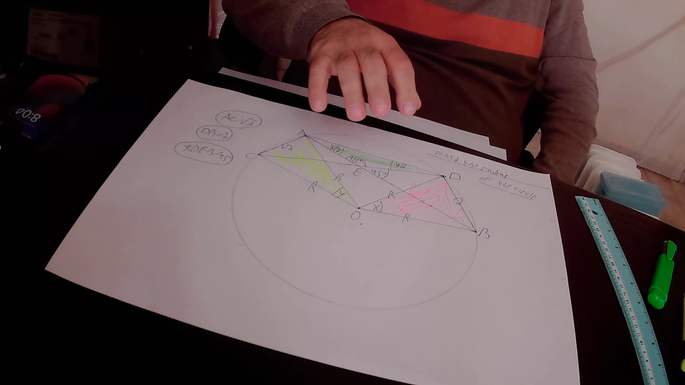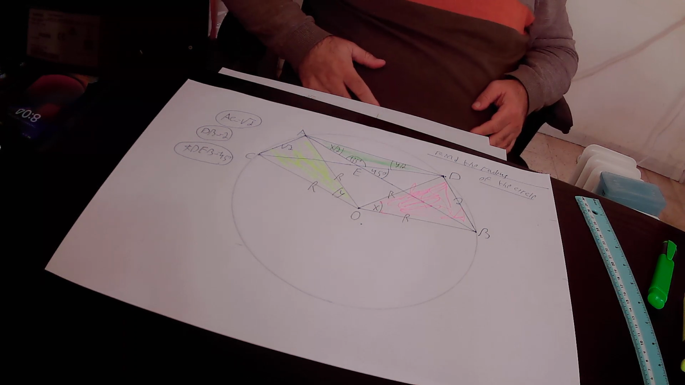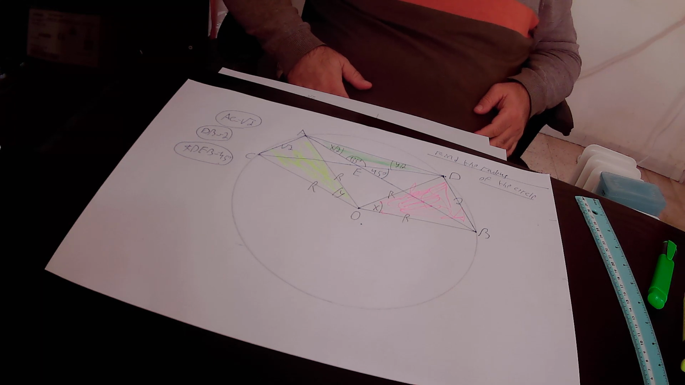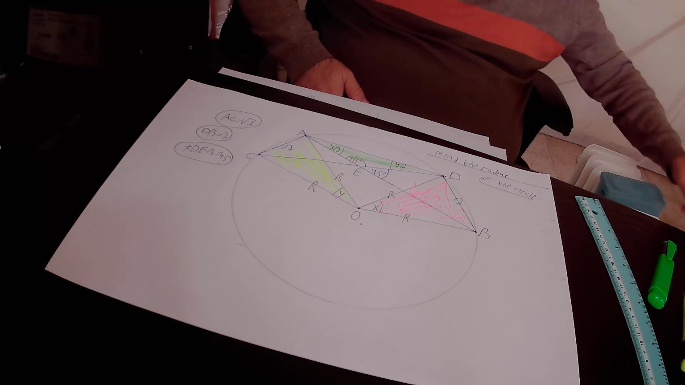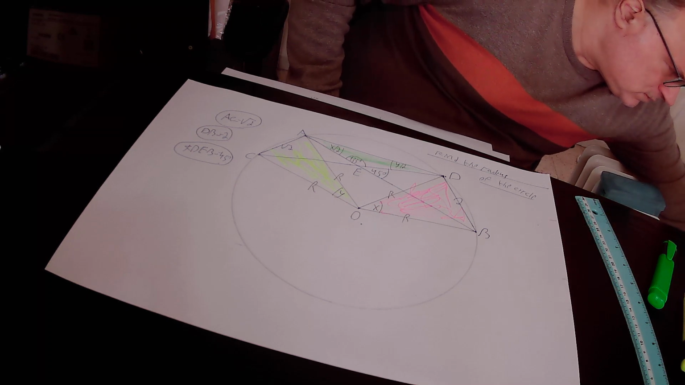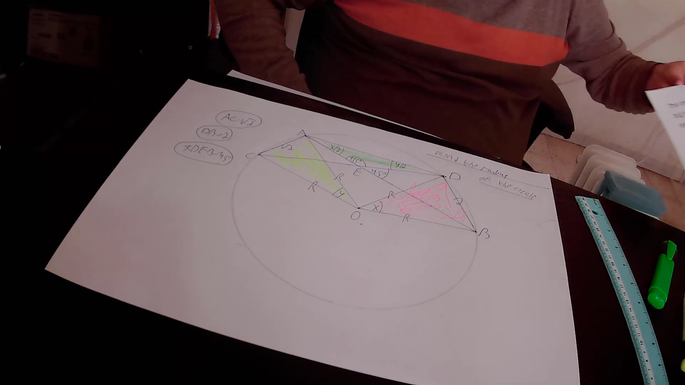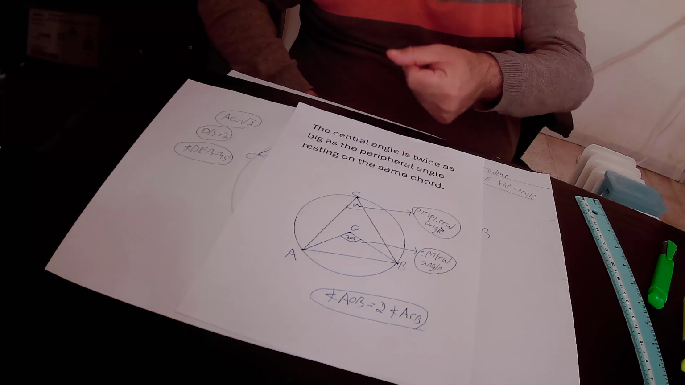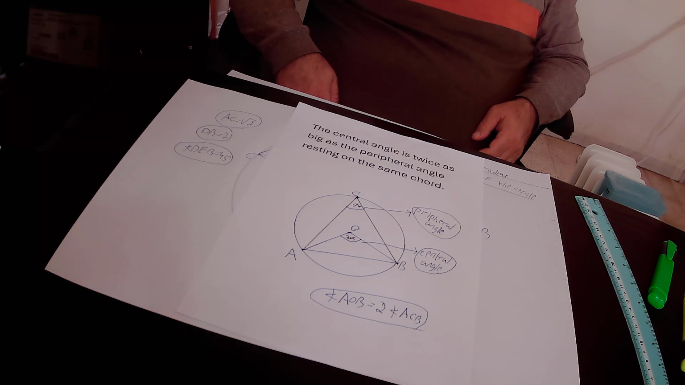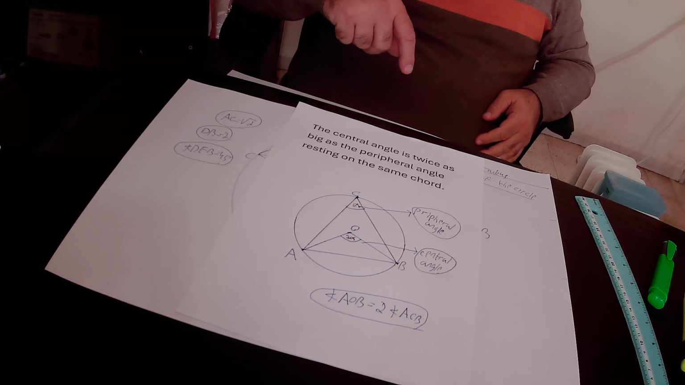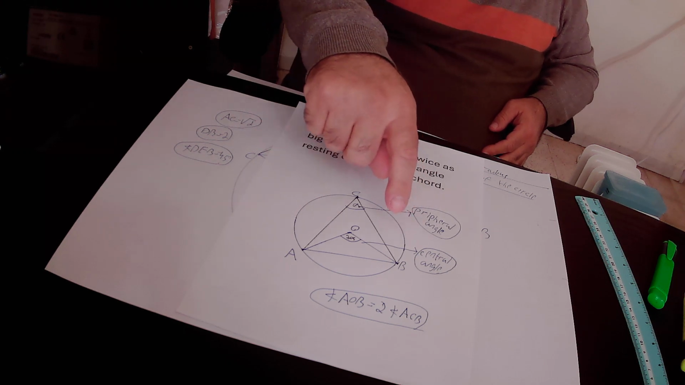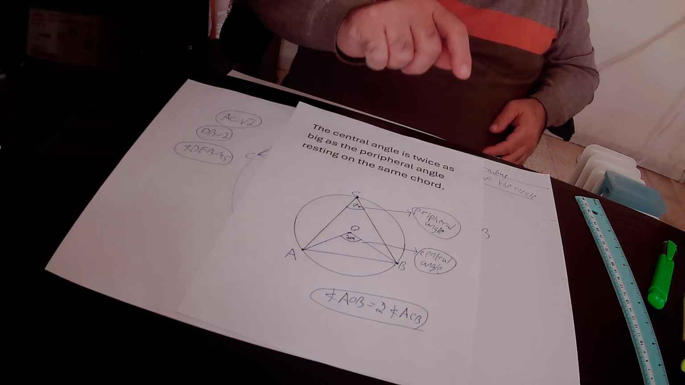In order to find the radius of this circle, we used two rules. The first rule is that the central angle is twice as big as the peripheral angle resting on the same chord. Here, peripheral angle ACB is the peripheral angle and AOB is the central angle.